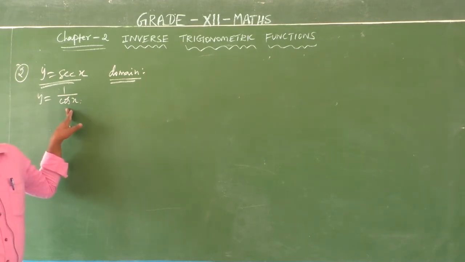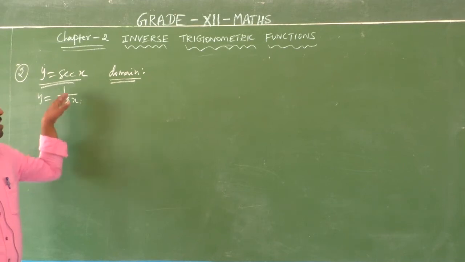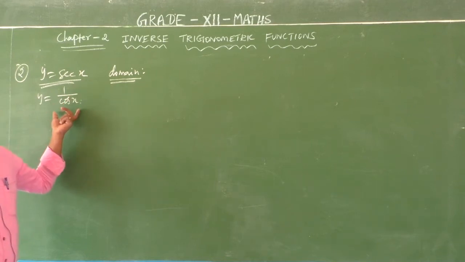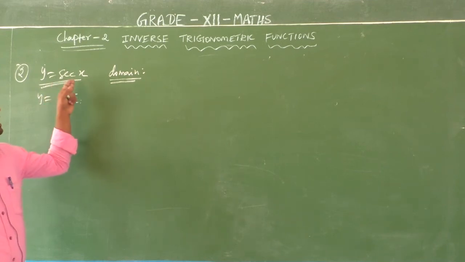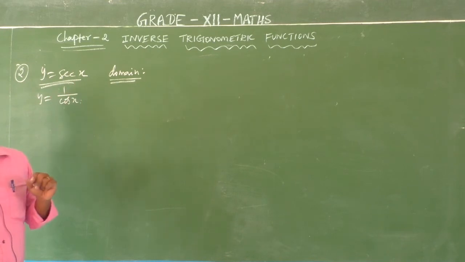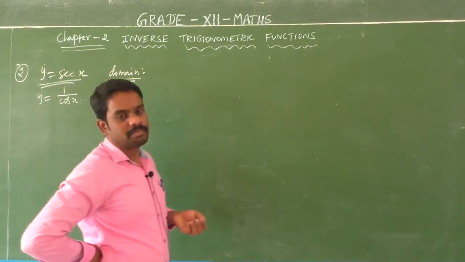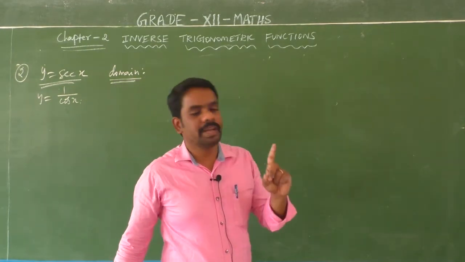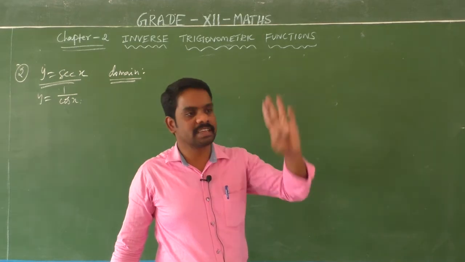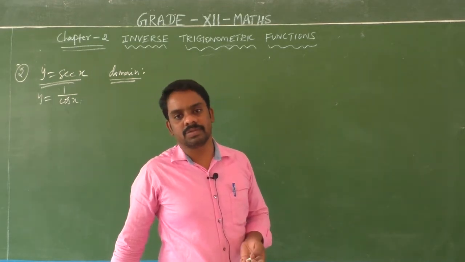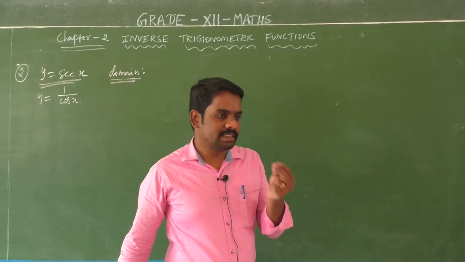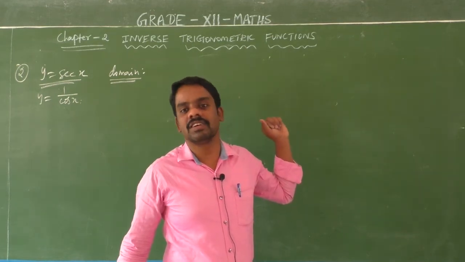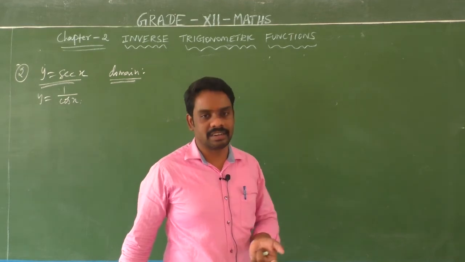When the cos x value is 0, this function y equal to secant x is not defined. So cos x value is 0 at x equal to 2n plus 1 into pi by 2. Therefore this function secant x does not exist at x equal to odd multiple of pi by 2. That means odd multiples of pi by 2 are 1 pi by 2, 3 pi by 2, 5 pi by 2, 7 pi by 2 and so on. So we take x equal to 2n plus 1 into pi by 2, n belongs to z. This function secant x does not exist, that means not defined.